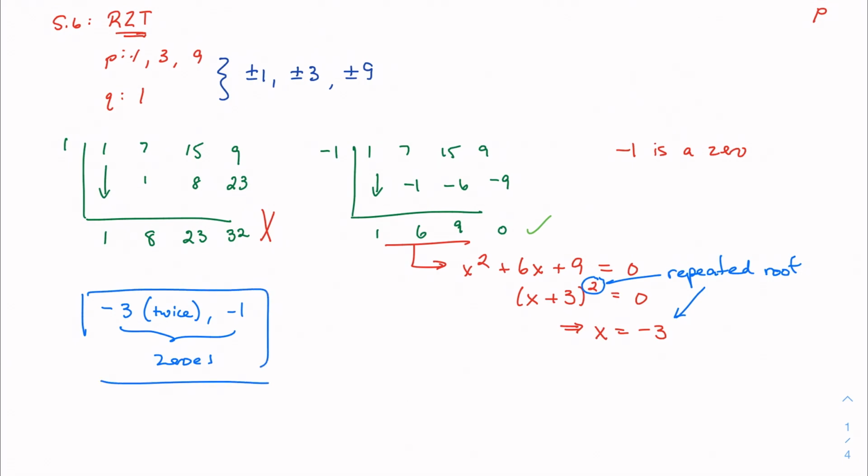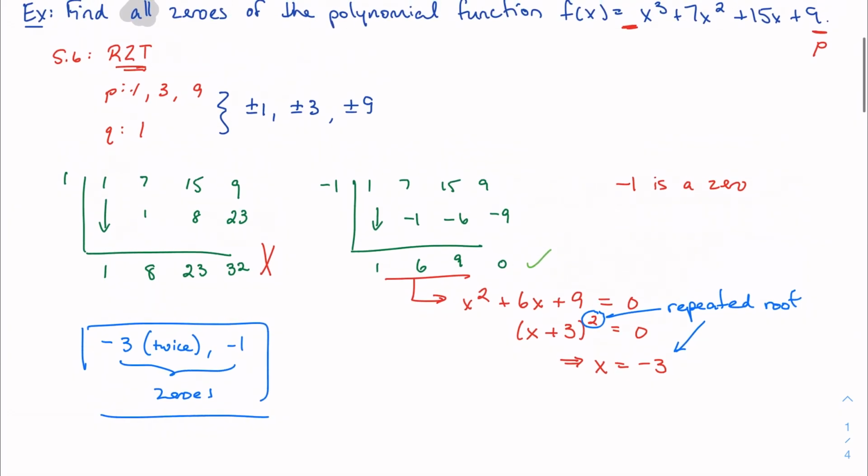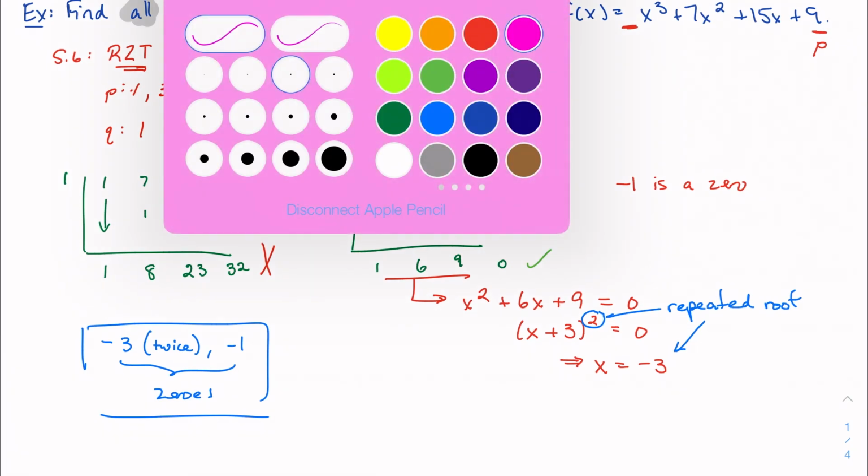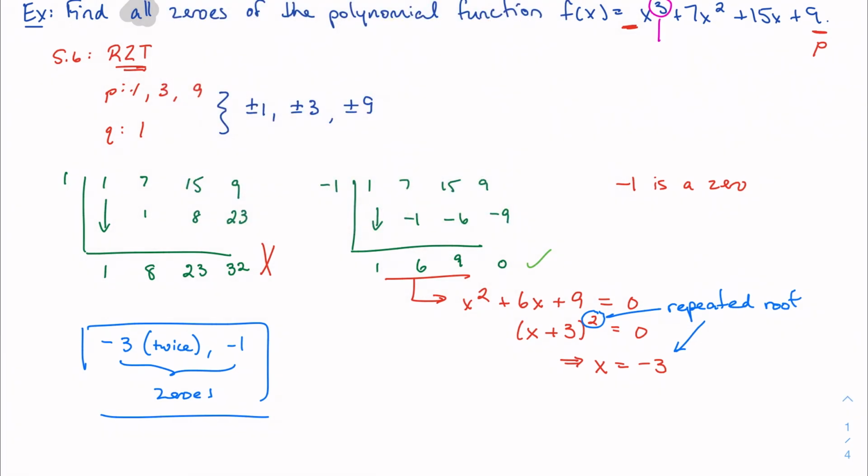So I can show my fundamental theorem of algebra, right? I have a third degree polynomial, which means I should have 3 zeros. Do I? Yeah, I get -3, which counts twice, and I got -1. 1, 2, 3, 3 zeros. So that's what this is saying with the fundamental theorem of algebra.